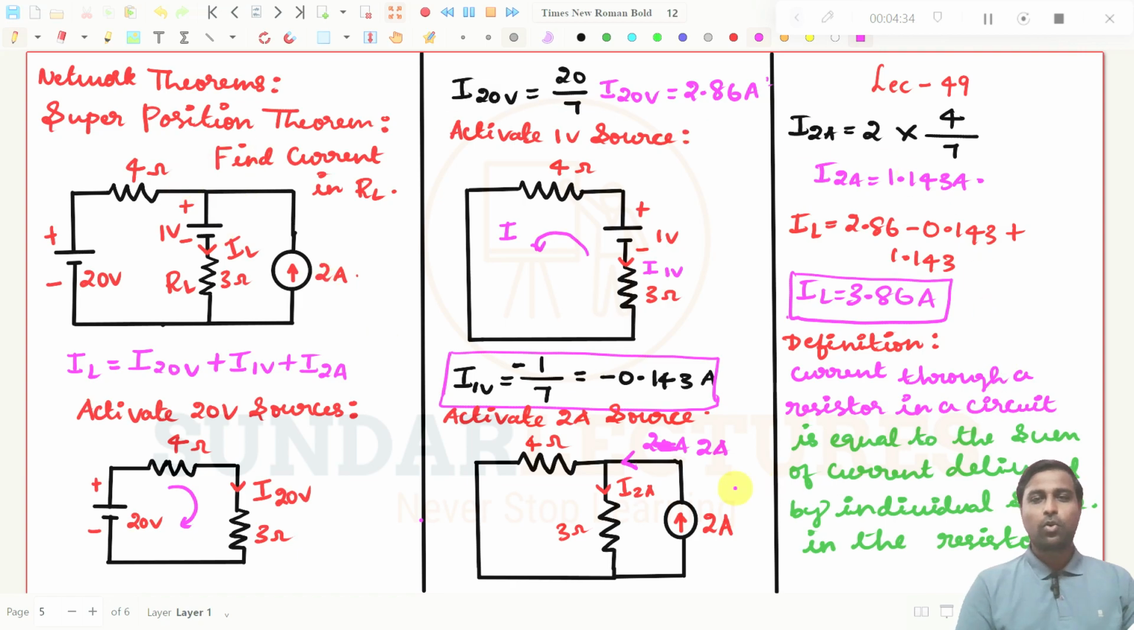So you go through this superposition theorem procedure, and we will take a new topic, a new theorem in the next class, that is substitution theorem. Both superposition theorem and substitution theorem put a good platform to understand other theorems, maybe Thevenin's and Norton's theorems.